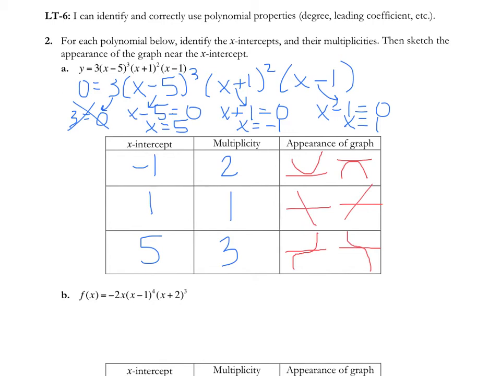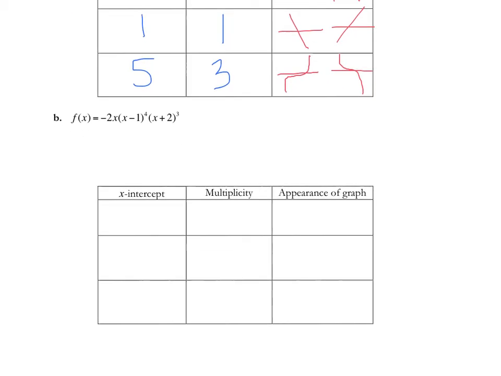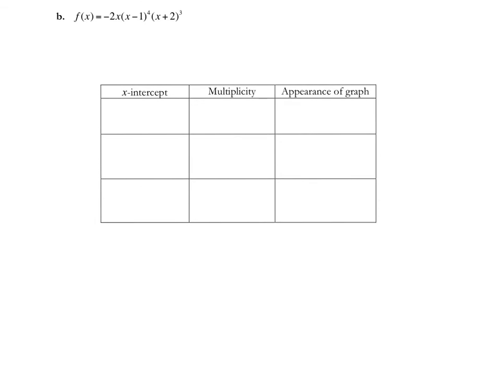So let's move on to part B. In part B we have this function, -2x times (x minus 1) to the 4th times (x plus 2) to the 3rd. So the first thing that we want to do is identify our x-intercepts, and then their multiplicities.